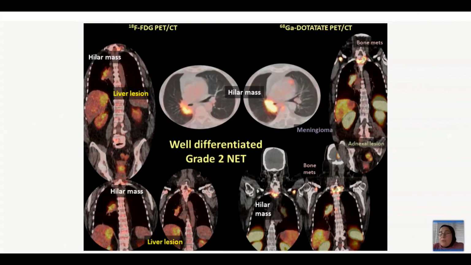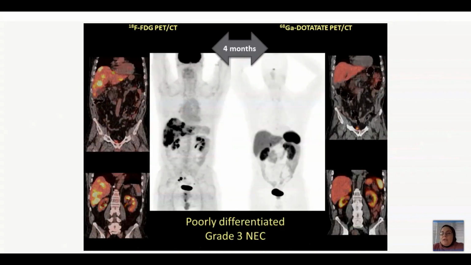Another example, pulmonary neuroendocrine tumor, a hilar mass that is both FDG and DOTATATE avid, right? So again, metastatic bone lesions, as we see here. So this tells me what? It's a grade 2. Usually grade 2 is the grade where I see both FDG and DOTATATE activity. And the flip effect. This is FDG, this is DOTATATE, 4 months apart. Again, a lot of liver metastatic lesions that are FDG avid or glucose avid, while I can't see anything in DOTATATE. So this is actually poorly differentiated grade 3 neuroendocrine carcinoma.